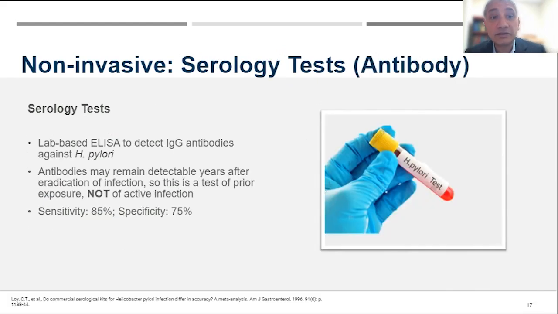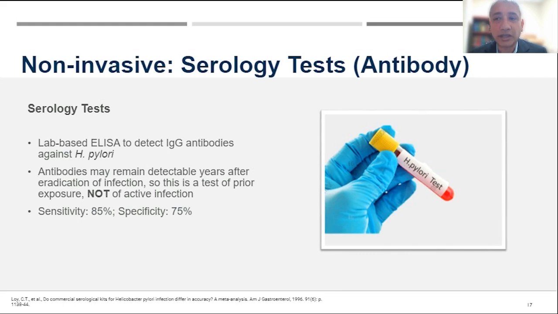And the third of the non-invasive tests is serology. This is an ELISA that's lab-based, and it detects IgG antibodies directed at H. pylori. Now, an important distinction to make is that serology is not a test of active infection. And this owes to the fact that we are measuring antibodies to H. pylori. We're not directly looking at H. pylori and its presence in the specimen.